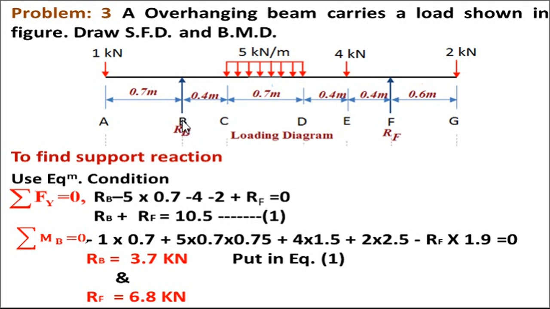So RB, there is a reaction at B. It is in the upward direction, so plus RB minus 5 into 0.7, that is the UDL in the downward direction. Again minus 4, downward direction load, minus 2, downward concentrated load at G, and plus RF, upward reaction at F, so it is plus RF. So after solving this, you will form the equation RB plus RF is equal to 10.5. That is equation number 1.